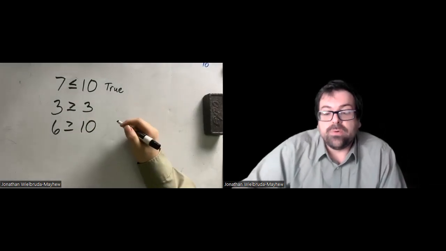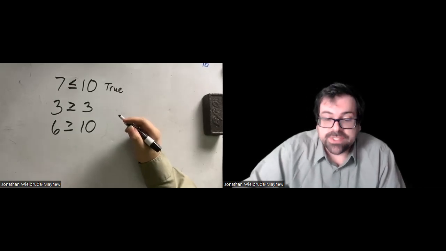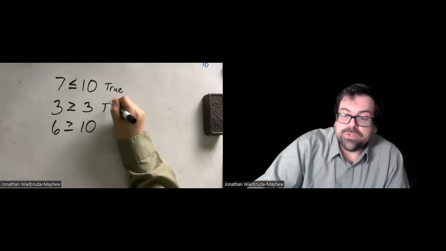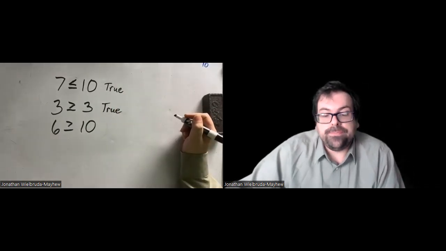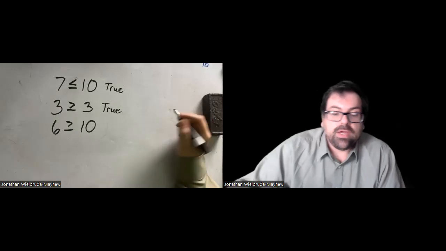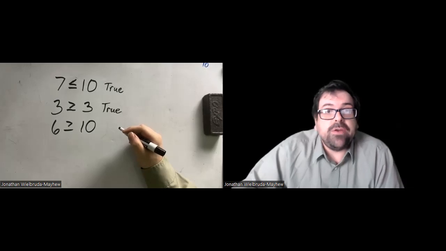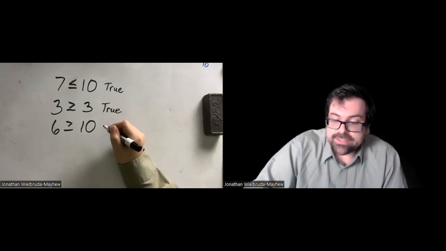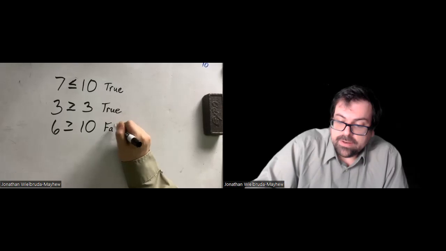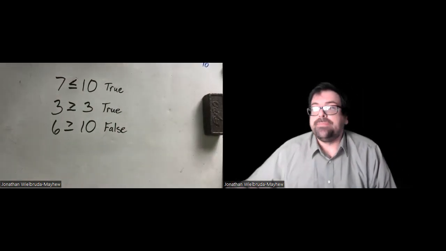3 is greater than or equal to 3. This would be true if 3 is greater than 3 or if 3 equals 3. Since 3 equals 3, it is true. 6 is greater than or equal to 10. This would be true if 6 is greater than 10 or if 6 equals 10. But both of those statements are false. 6 is not greater than 10. 6 is not equal to 10. That statement would be false.